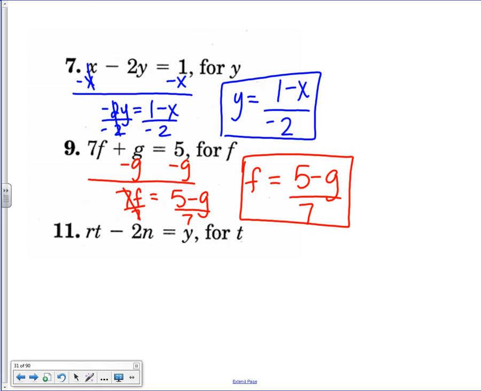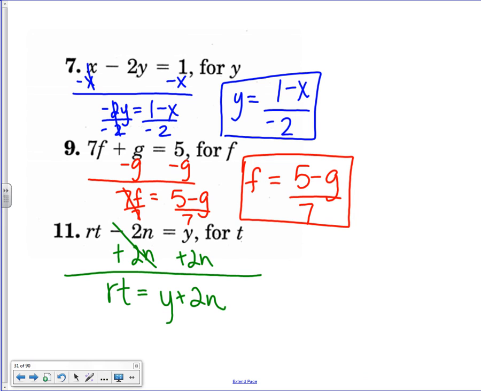And last one for you today, number 11 here. We're isolating the t, so let's add the 2n. And divide by r. And we get t equals y plus 2n all over r.